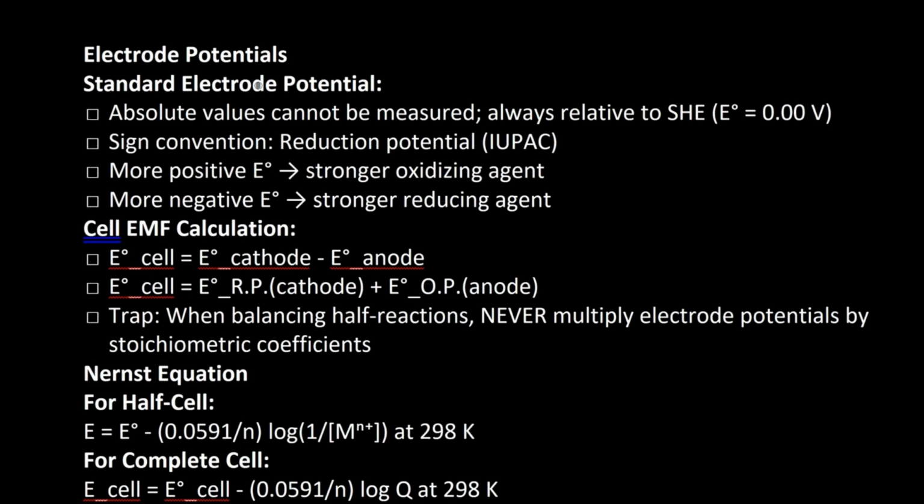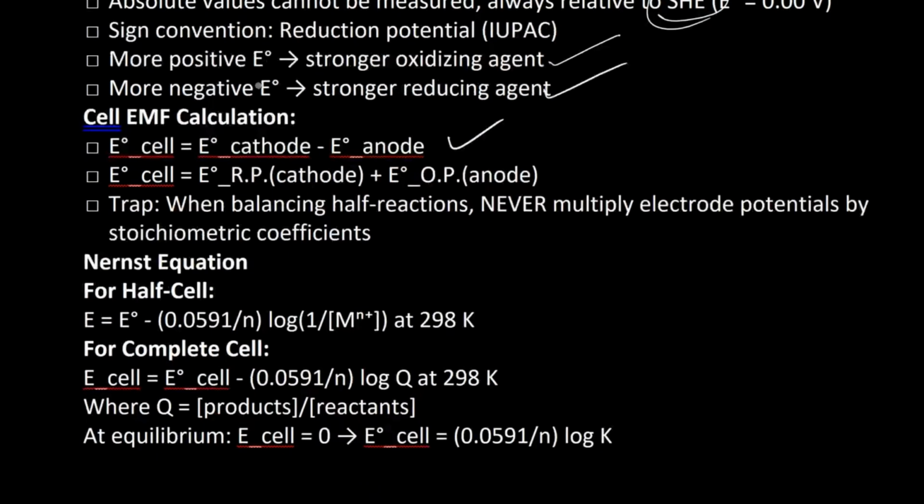And then electrode potentials: absolute value cannot be measured, so we always take it with the standard hydrogen electrode. More positive means stronger oxidizing agent, more negative means stronger reducing agent, from the EMF table. Okay, so delta E naught cell is equal to E naught cathode minus E naught anode. That formula we know, right?